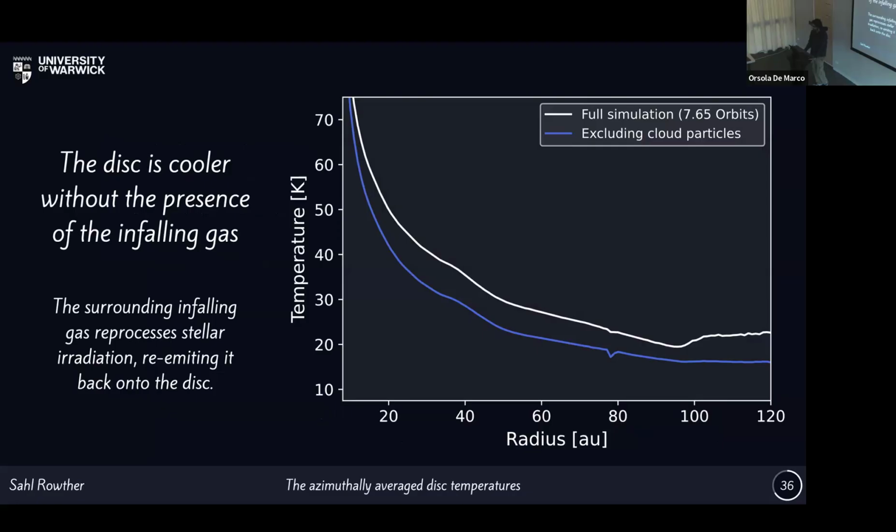And when we calculate the temperatures in the absence of the cloud, we see that it is much colder, which shows that the surrounding infalling cloud is reprocessing the stellar irradiation and heating up the disk.